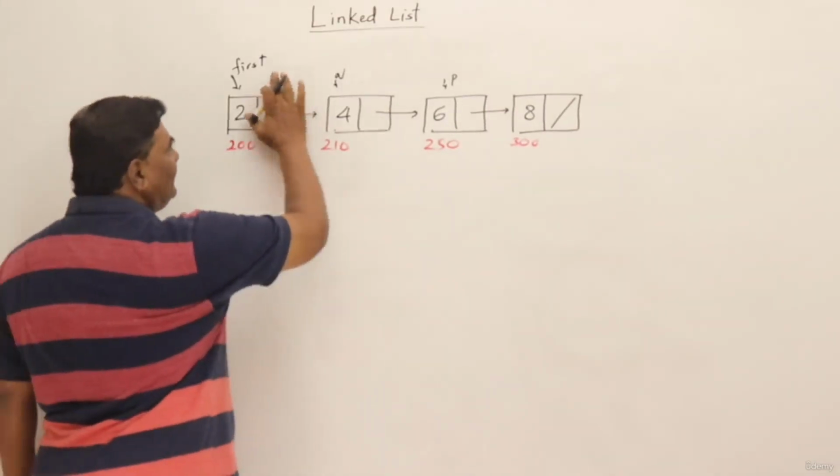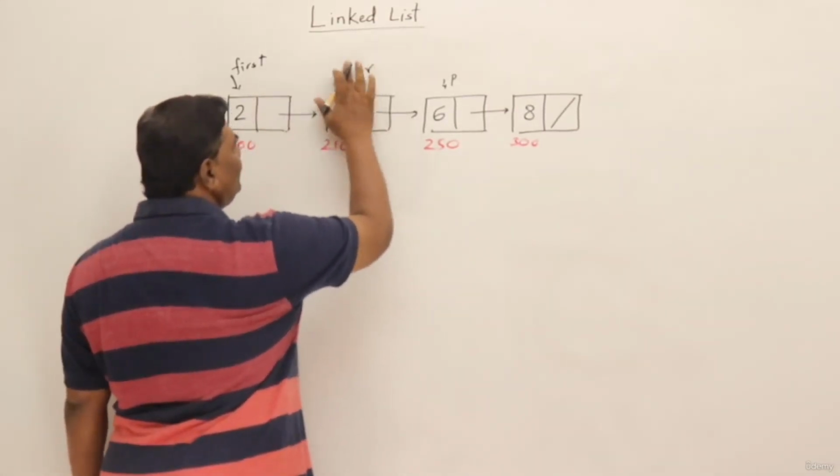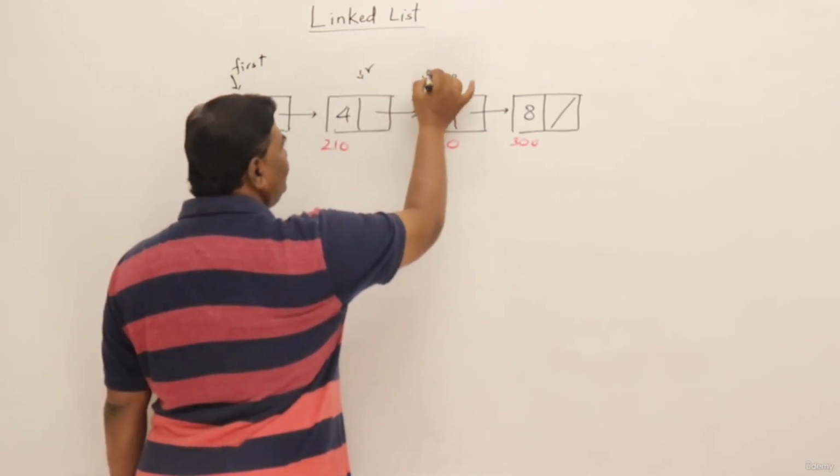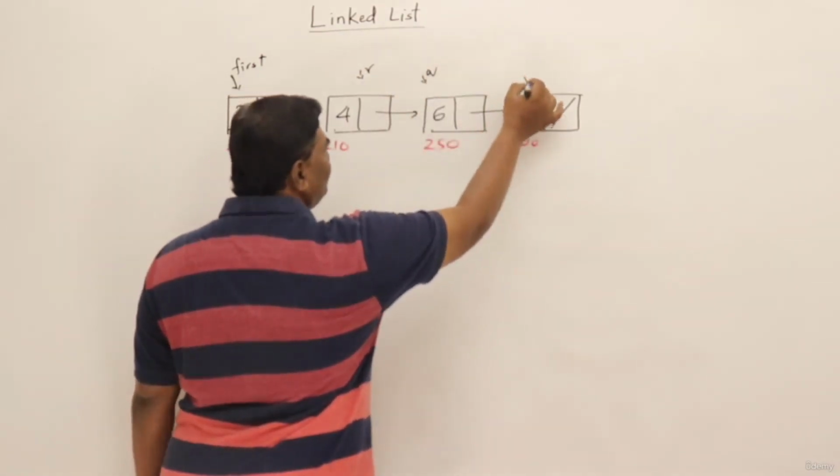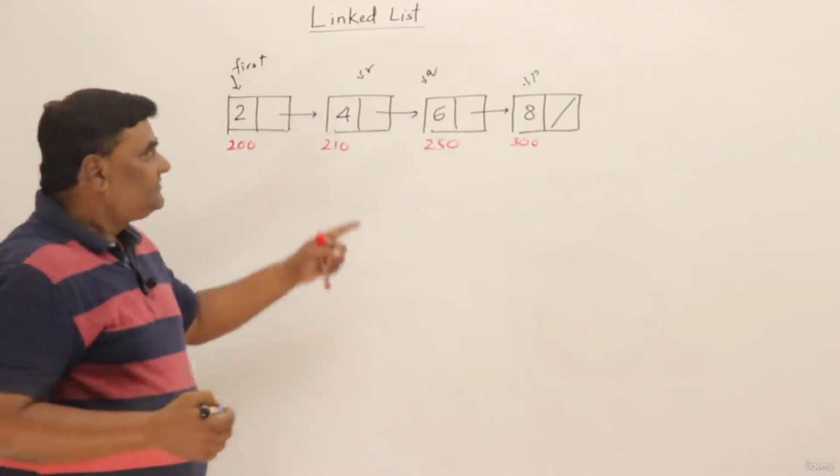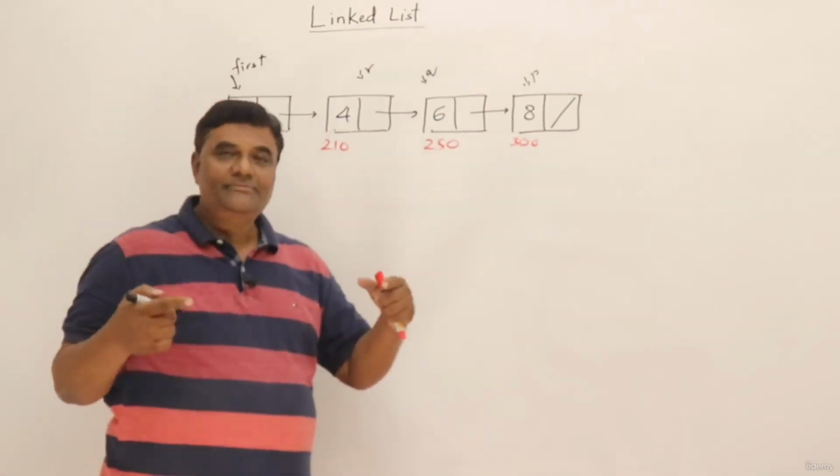Then again, R should move onto Q. Q should move onto P. P should move to the next node. So in this way, we can move 3 pointers together.